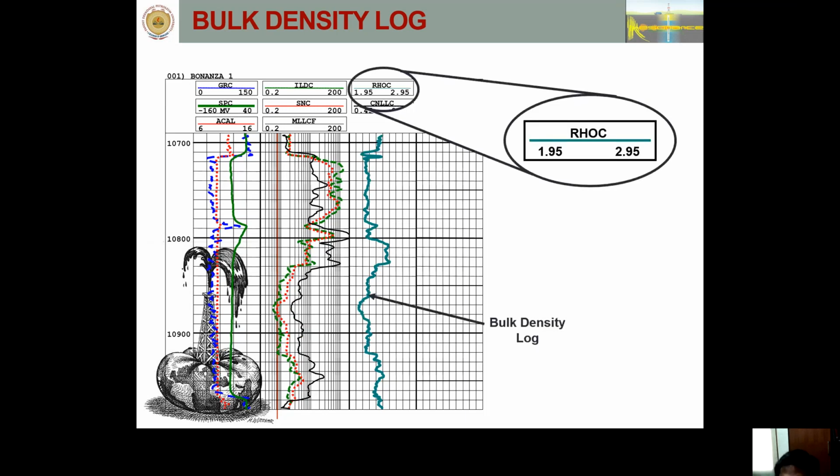So let's concentrate on rho corrected, which is between 1.95 to 2.95, and we can see that it is blue in color, which is the bulk density log. We have the resistivity log in the second track, which is in semi-log scale, and the gamma ray and SP, and also the caliper is given on the first track.